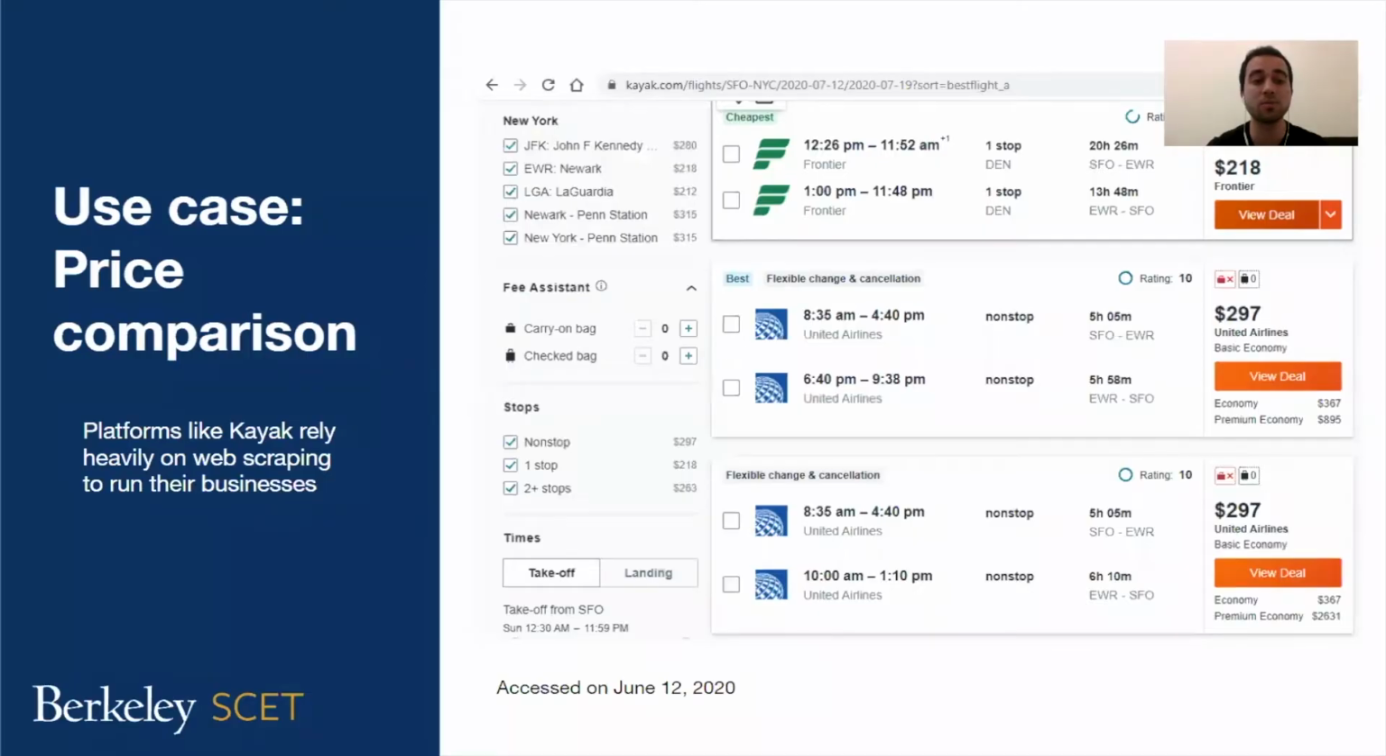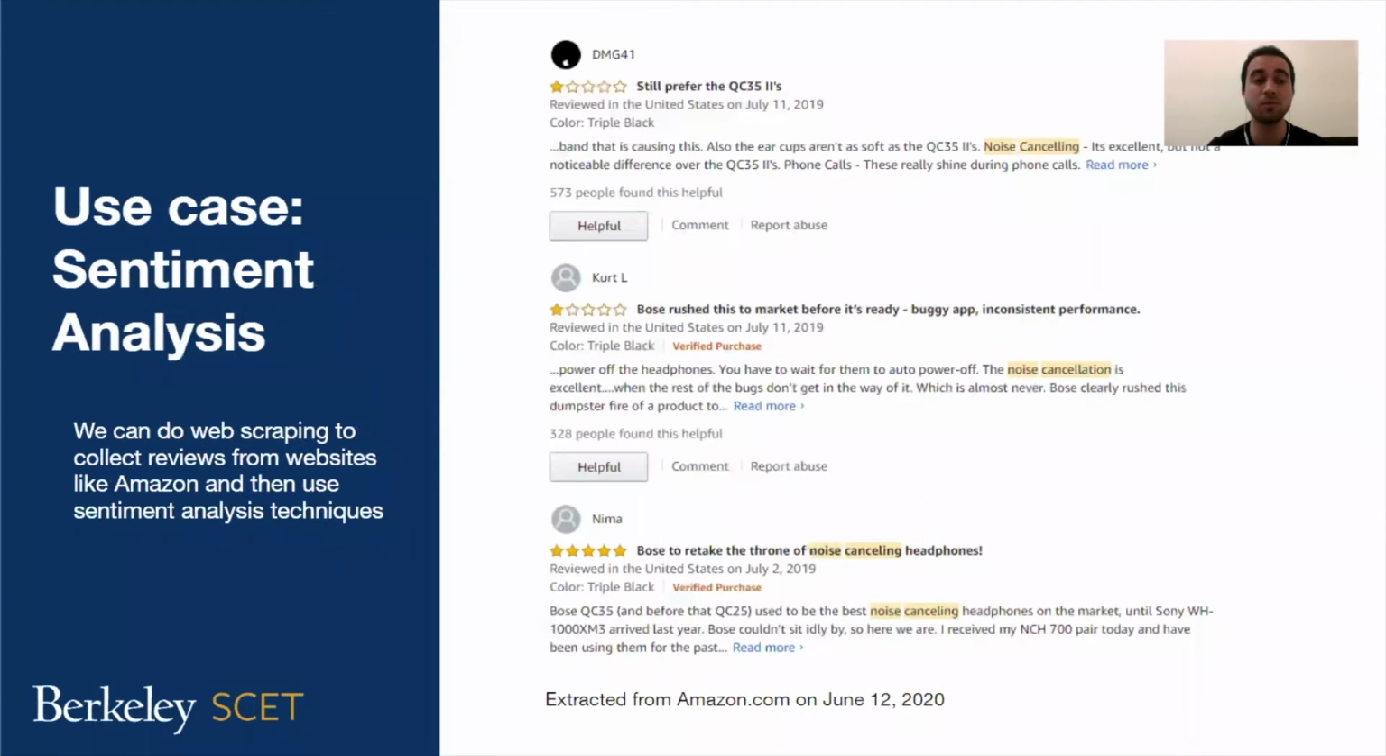Some use cases of web scraping are price comparison tools such as Kayak, which relies heavily on web scraping to collect prices from different sources. You can also use web scraping for a sentiment analysis project, for example, by collecting the reviews of users in a particular website. I hope you now have a better idea of the power of web scraping.